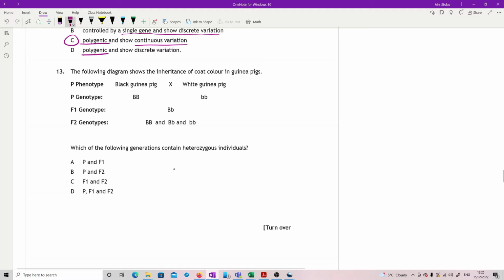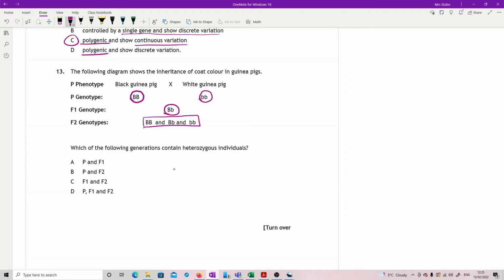Question 13, however you need to be able to do. The following diagram shows the inheritance of coat colour in guinea pigs. We've got a black guinea pig and a white guinea pig. You're told that the black guinea pig has big B, and the white is little b. They cross and produce the F1 of big B, little b. And then the F1 must be crossed to get the F2, which gives you basically all of them. You've got big B, big B, little b, and little b.